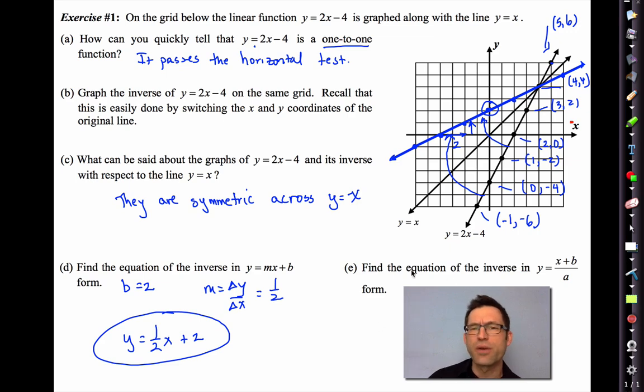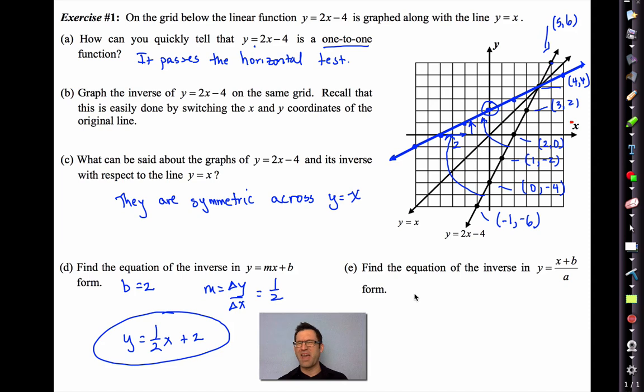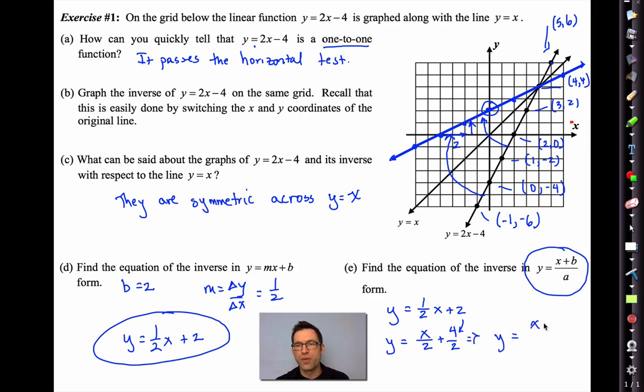Now letter E is a little weird. It says, find the equation of the inverse in y equals x plus b divided by a form. Okay, well, I can actually just do that from this equation. Watch. I'm going to just call that x divided by 2 plus 4 divided by 2, right? I'm just getting a common denominator. So y will be equal to x plus 4 divided by 2. That's my inverse.